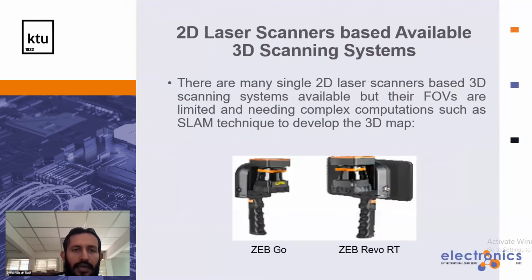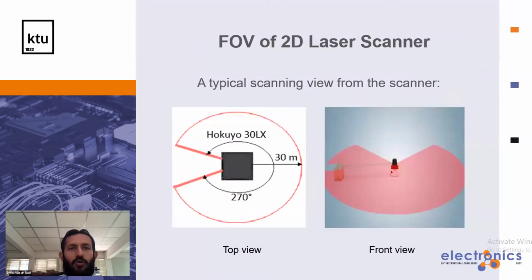by using them. In a similar manner, there are some products which are using 2D laser scanners, just like you can see here in ZEB Go and ZEB Bravo RT. They have a motorized connection with the 2D laser scanners, but again, they have some complex SLAM techniques they need to run, and then they can establish the 3D point cloud map. So what is the idea?